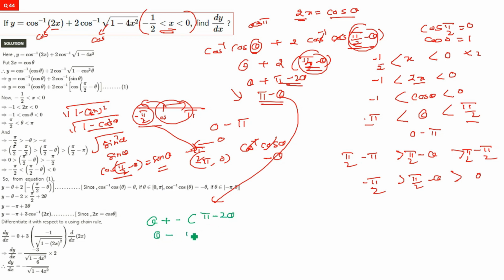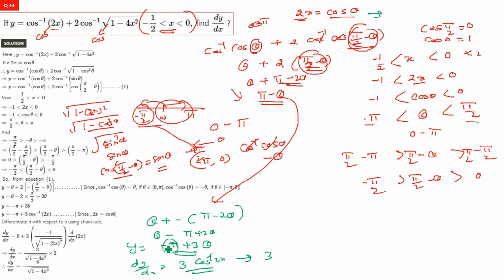So when you multiply by 2, it will be theta minus pi minus 2 theta. So when you open it, it will be 3 theta minus pi, or minus pi plus 3 theta. So this is what you have to differentiate, not pi minus theta, which we have done earlier in certain questions. Do you have d/dx of negative pi? Negative pi is a constant, so it will be 0. 3 theta. Theta is what? Cos inverse 2x. It is cos inverse 2x.